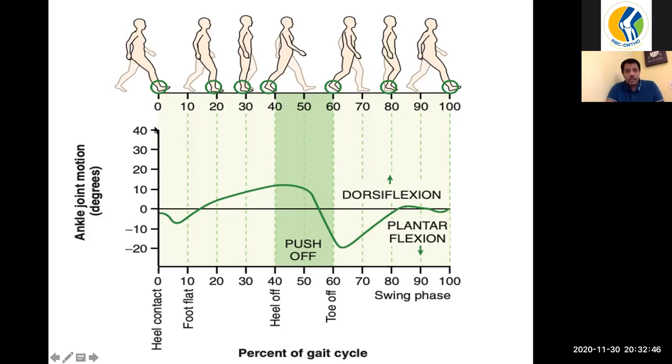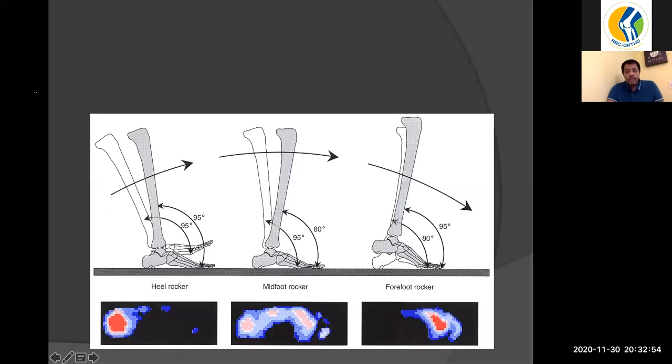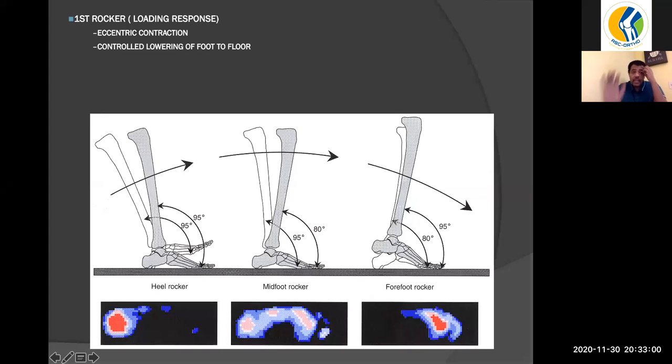So to understand the biomechanics of the ankle, you need to concentrate on this area here. So we divide it into three. The first rocker is the landing response, which is when you do the heel strike. You can see here the first part of the foot that touches the ground at the beginning of walking is the heel strike. So if you have a problem here, let's say for example a heel fracture, of course the patient will have pain here. So this is the first step here. We call it the first rocker.